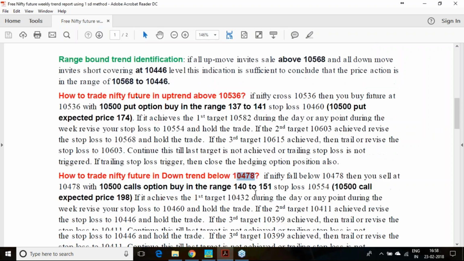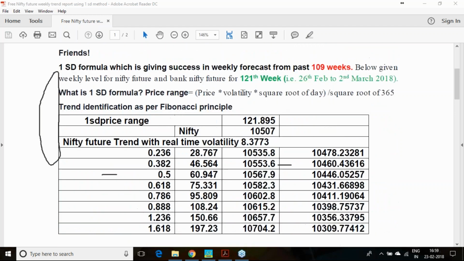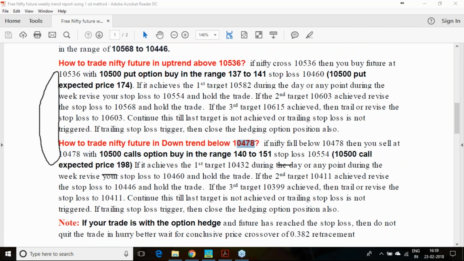Similarly, if Nifty on Monday goes below 10,478, you must sell the Nifty along with a 10,500 call option. Once again, I will repeat, these levels are weekly trend reports. This cannot be used for intraday purposes. These levels, whatever we have calculated using this particular method, are for weekly purposes. They are not valid for intraday trades.